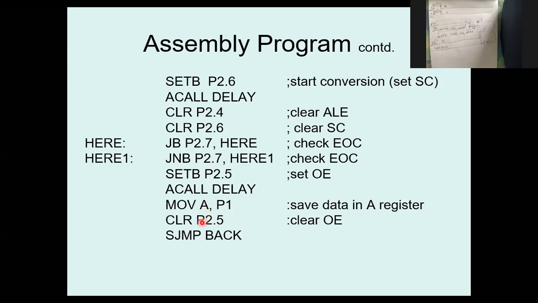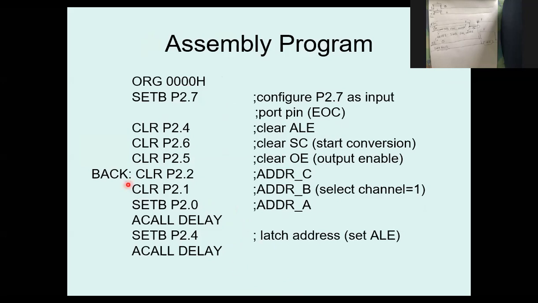And what will happen next? That will be nothing but CLR P2.5. So the OE signal makes zero, and the jump back means it will be a return. It will be written over here. Again, select the channel one.